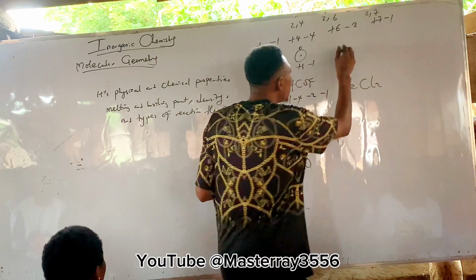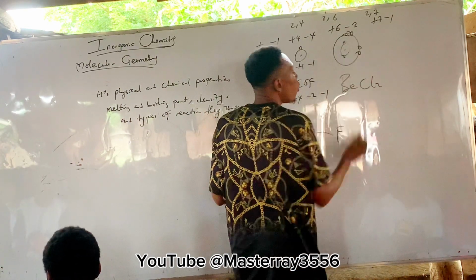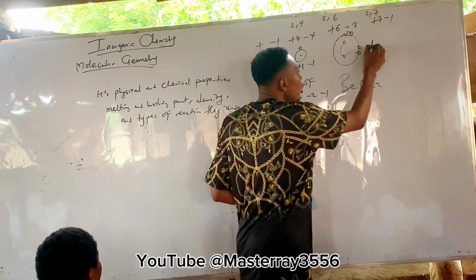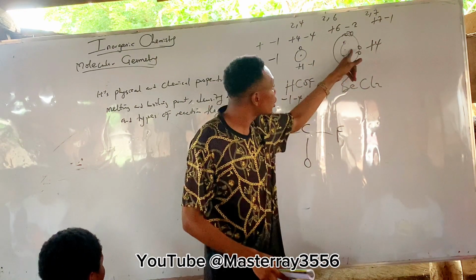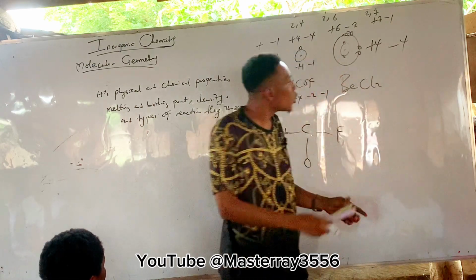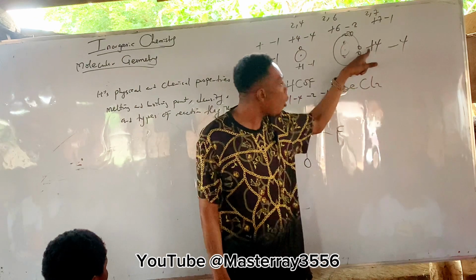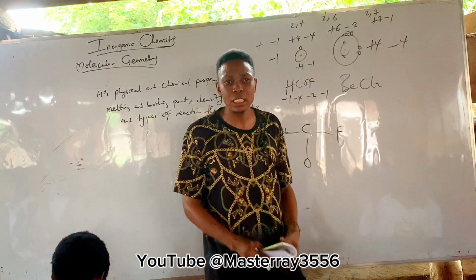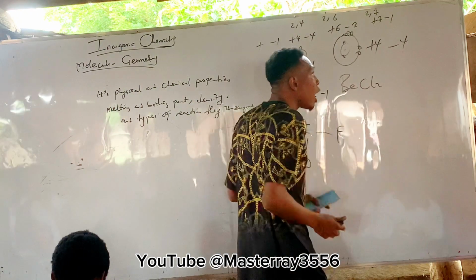If you are drawing the shell, the first one takes how many? 2. And the next one takes how many? 4. You can see now the valence electron there is plus 4, is it not plus 4? How many does carbon need to complete this shell? Minus 4. So the plus 4 there is the valence electron, which is electropositivity. Right, there is electronegativity. Are you following?